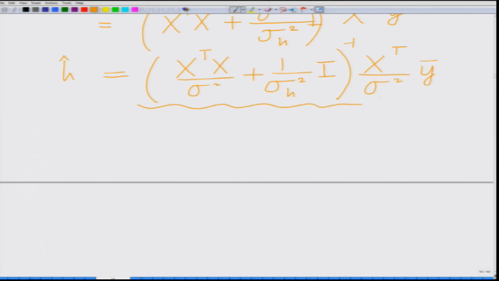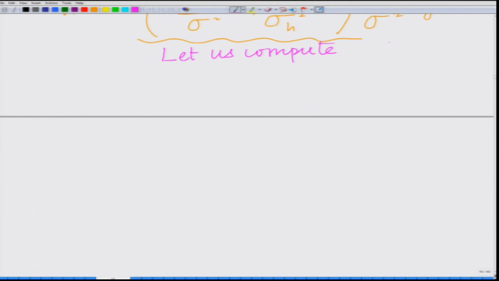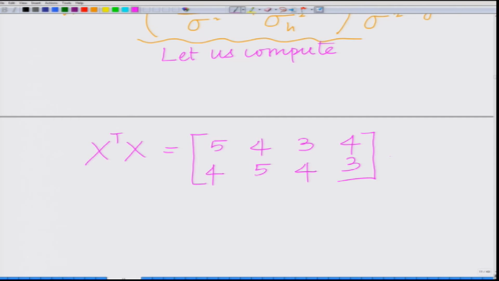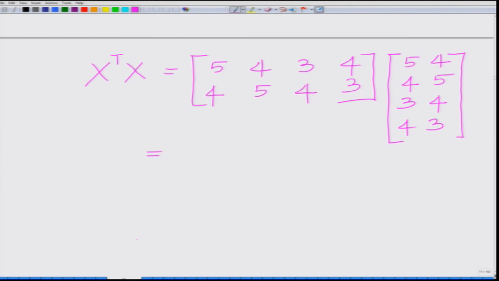Now, let us compute this matrix, X transpose X divided by sigma square plus 1 over sigma h square I, inverse. Towards this, first let us start by computing X transpose X. We know X, that is the pilot matrix. So, for X transpose X, simply take the transpose of X, which is 5 4, 4 5, 3 4, 4 3, transposed, multiplied by the matrix itself.